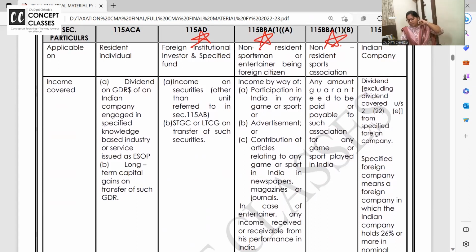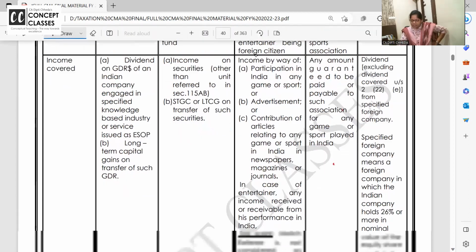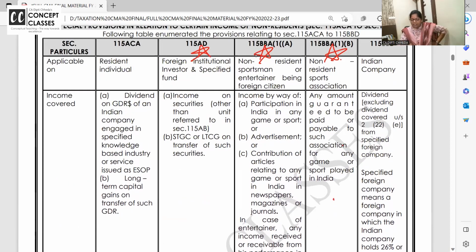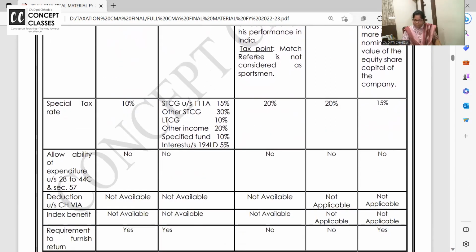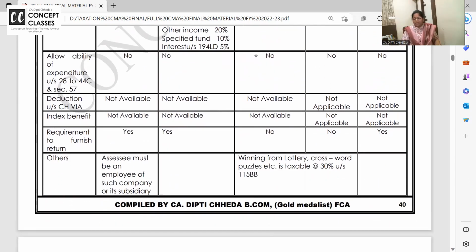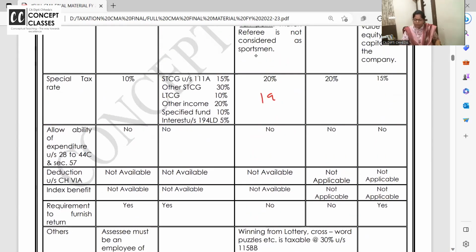If a non-resident sportsman, entertainer or sports association is there, then the amount guaranteed to be paid or payable to the association for any games or sports played in India, that association has to pay 20% tax in India. For a sportsman, it is income through games, advertisement, and contributing articles in magazines and all. Match referee is not considered. 20% will apply and all of them have to pay tax. In 194E, TDS is deducted along with surcharge and cess.